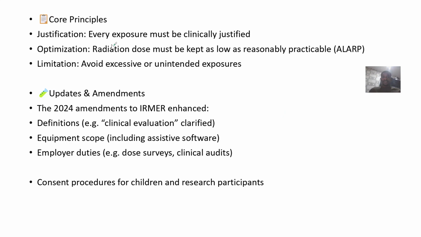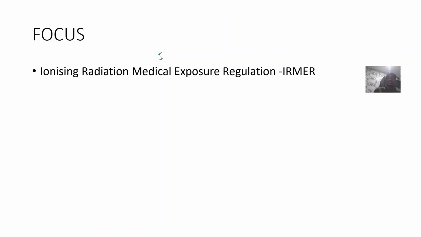So the core principles: justification, so exposure should be clinically requested and clinically needed. Optimization, the dose should be relative. Limitation, so there are no excessive exposures and all of that. Okay, so this is just what the ionizing radiation medical exposure regulations simply mean, just to ensure the safety of a patient.